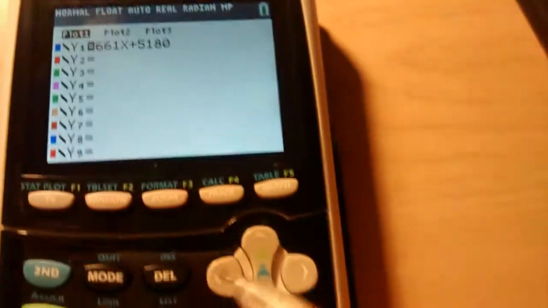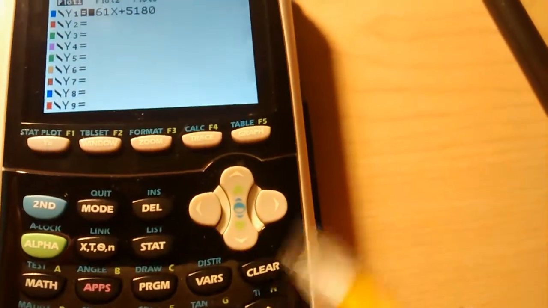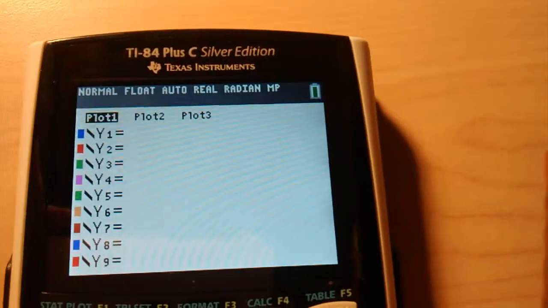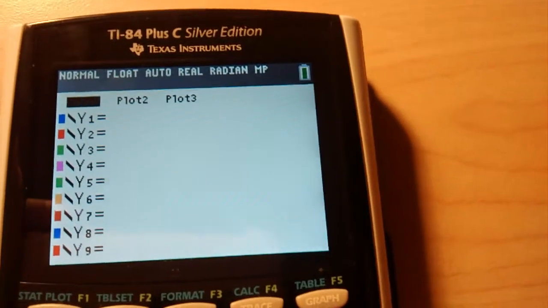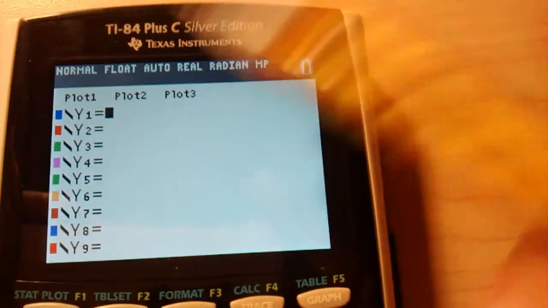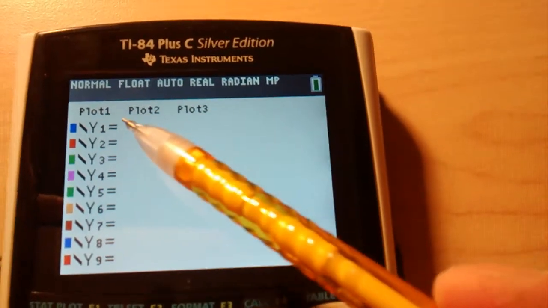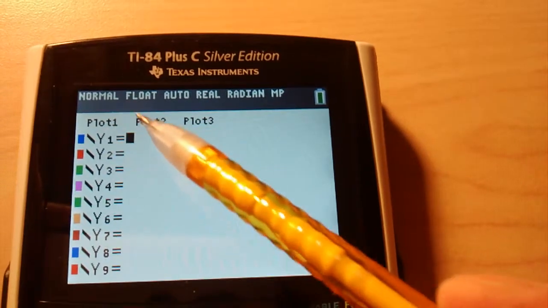So if you have something in there, you can hit delete or clear. So I'm going to hit clear. That gets rid of it. Oh, make sure that Plot 1 is off. So I'll arrow up and hit enter to unhighlight it. Plots are only used for linear regression, so we don't need that. So turn that off, or you may not be able to graph. So let's enter in these equations here.